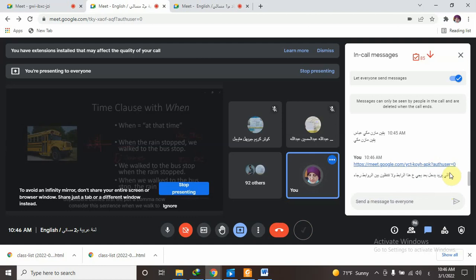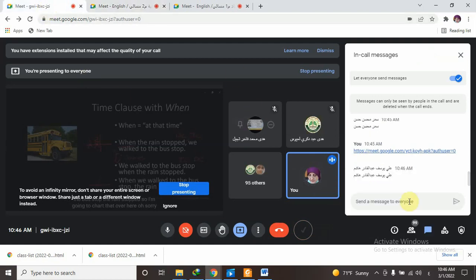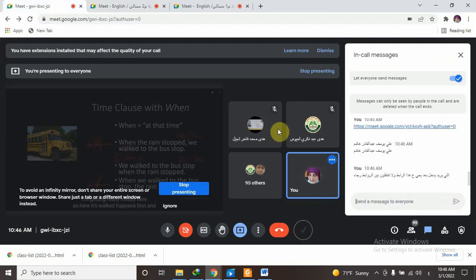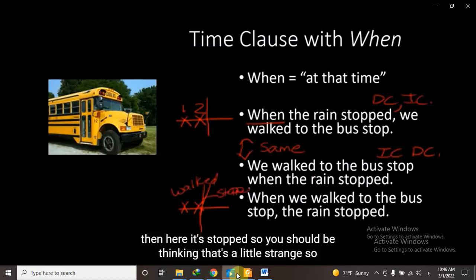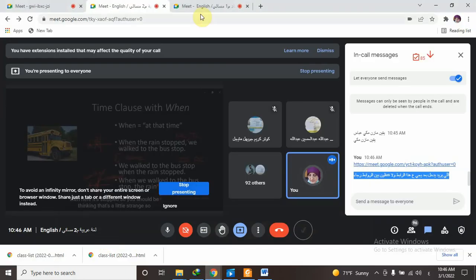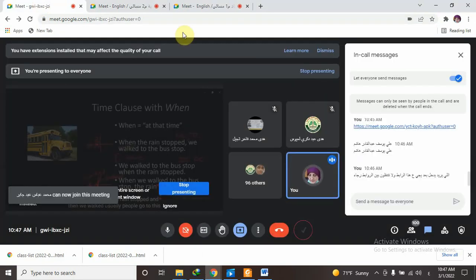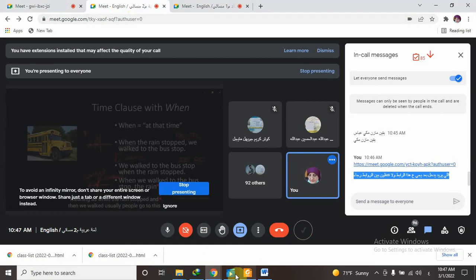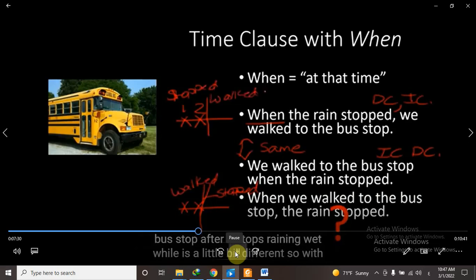Now, consider this sentence. When we walked to the bus stop, the rain stopped. So I'm going to chart that over here. Oh, sorry, I'm getting really messy here. So here, it's walked, happens first, and then here it's stopped. So you should be thinking, that's a little strange. So we're walking, and then all of a sudden the rain stops. It doesn't have the same meaning as when the rain stopped and then we walked. Usually people go to this bus stop after it stopped.